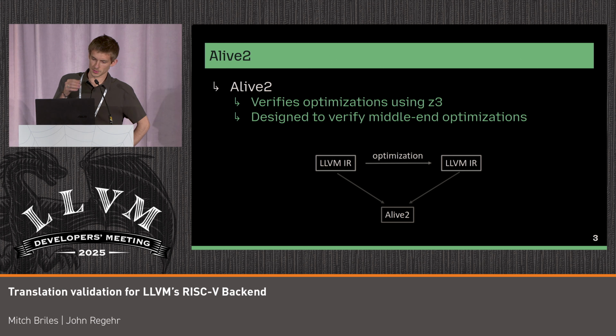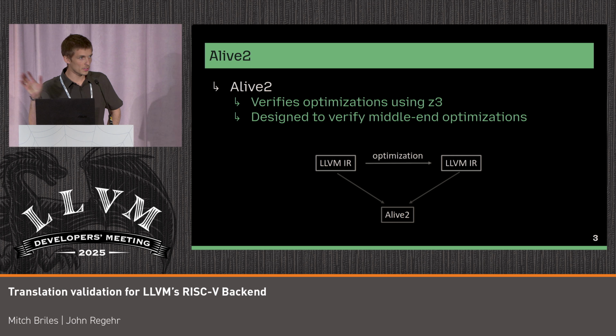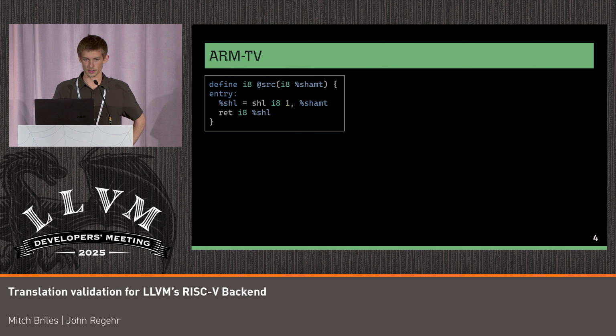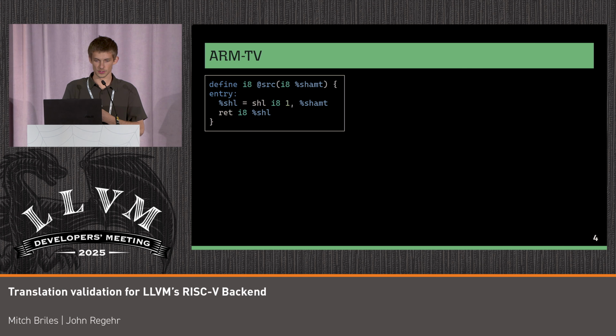So it looks something like this. We have some optimization, and we give the source IR and the target IR to Alive2, and it tells us whether the target is a refinement of the source. We'll clarify what that means pretty soon. Before we talk about RISC-V-TV, we're going to first talk about the first tool, which was ARM-TV. This can be thought of as happening in 4 steps.